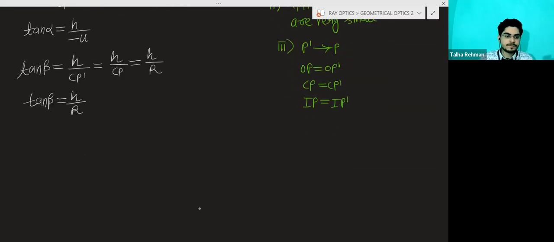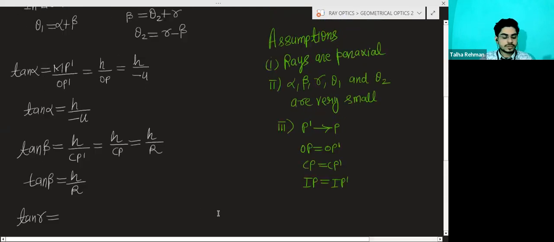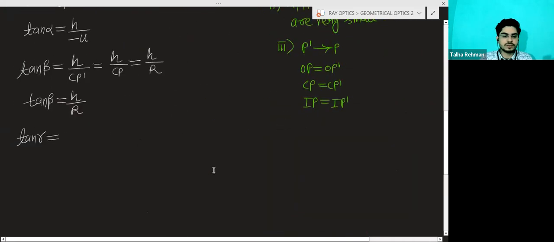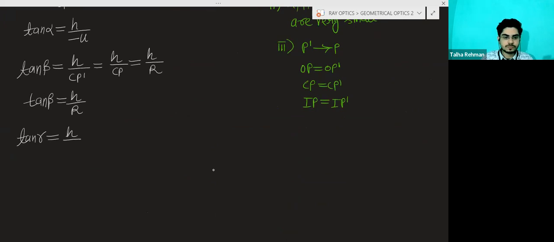Now tan gamma. This is gamma. So see this triangle. You can write h by IP dash, and IP dash can be written as IP. So you can write h by v. I am writing it directly now.